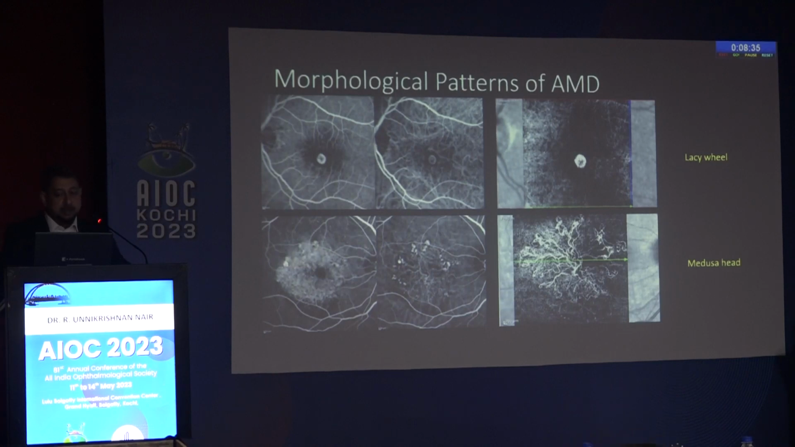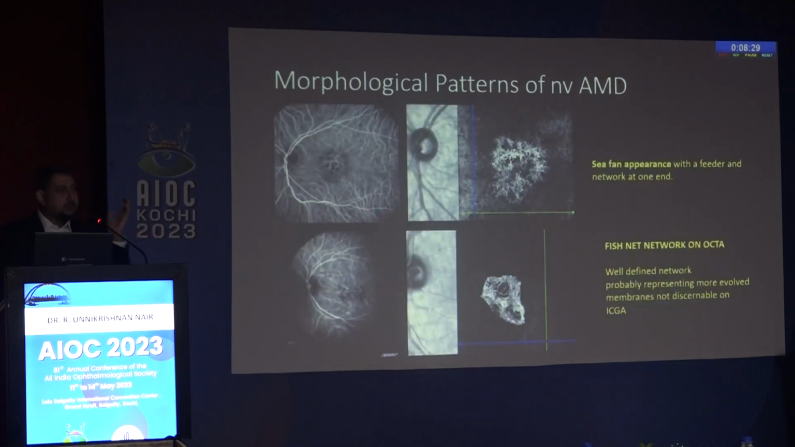You have a lacy pattern. Sometimes you get a medusa head where the feeder is in the center and goes to all sides. The C-fan is when the feeder is on one side and the vessel grows to the other side. And there are other components like the fishnet, which is extremely dense but has larger vessels. This is a worse prognosis type.